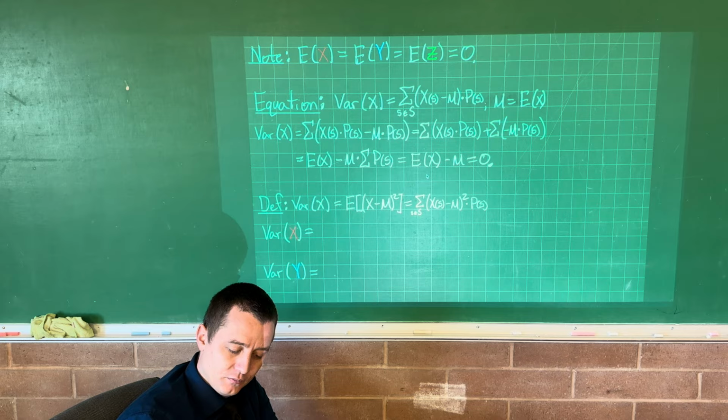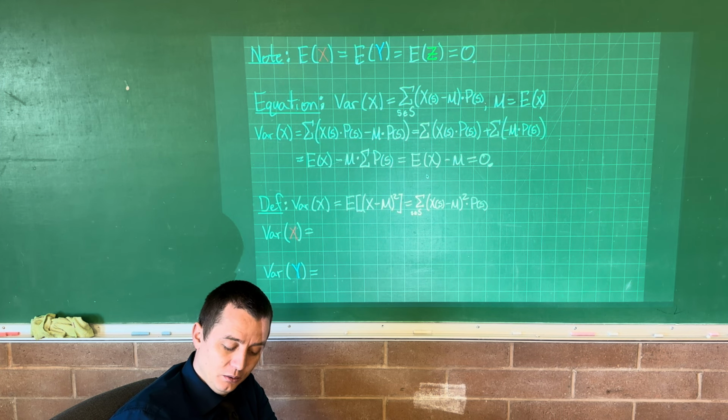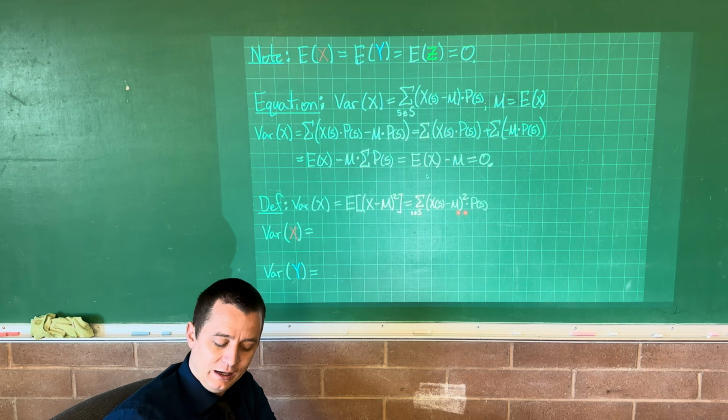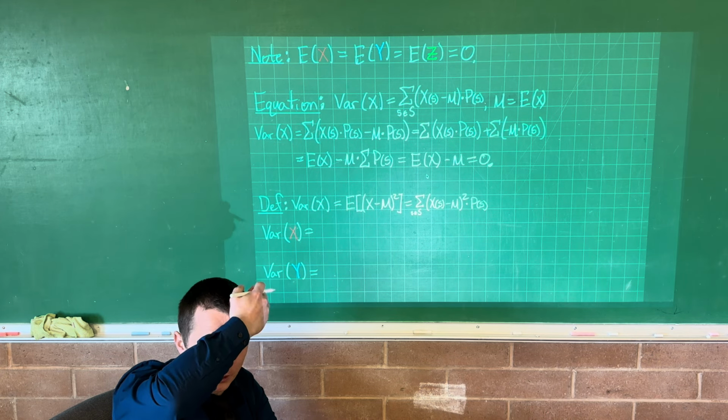Wait, this is the expected value of x minus mu? The expected value of x minus mu squared. It's the same thing as this sum. Notice this sum and this sum, but with a square there. What is the expected value of x minus mu squared? Okay, you see how they're the same? Yes. Okay, now let's plug it in for x.